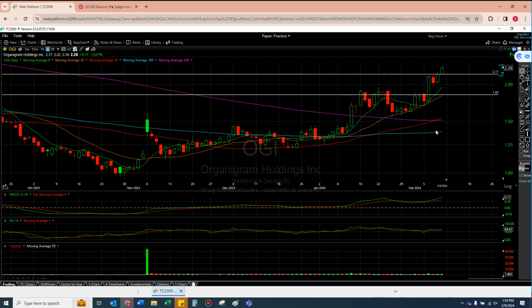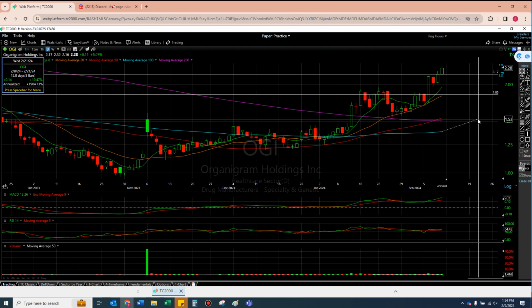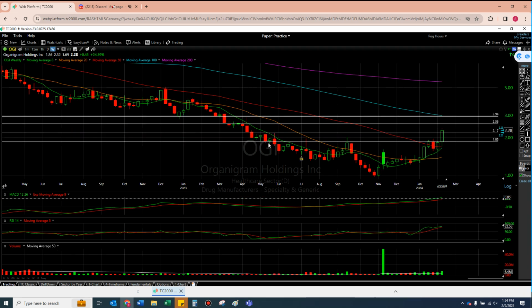We are now golden crossing the 50 over the 200. I love it. We're now seeing the 100 just starting to curl up as well. That's going to golden cross it, let's say by the end of next week or early two weeks from now. Man, OGI. Look at this 294 line, right where that 100 moving average line is. I love it, dude. This thing wants 294. This thing does want 294.